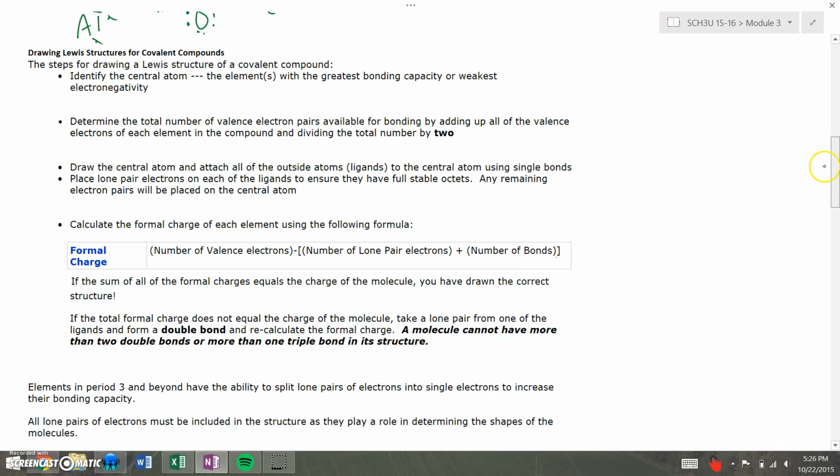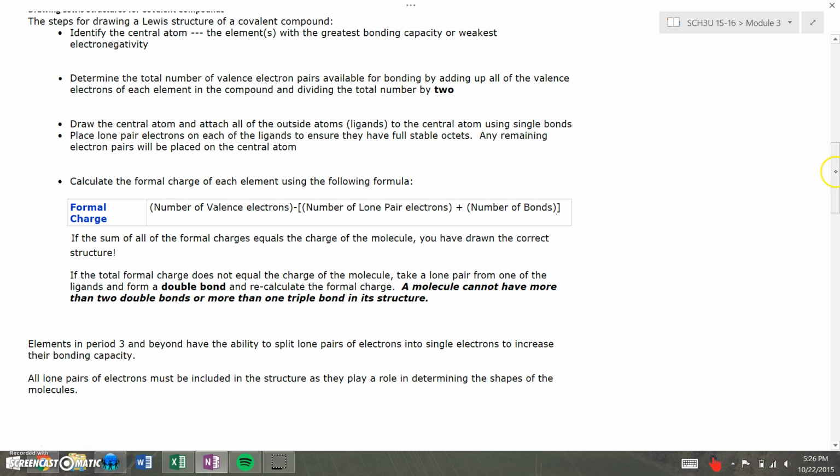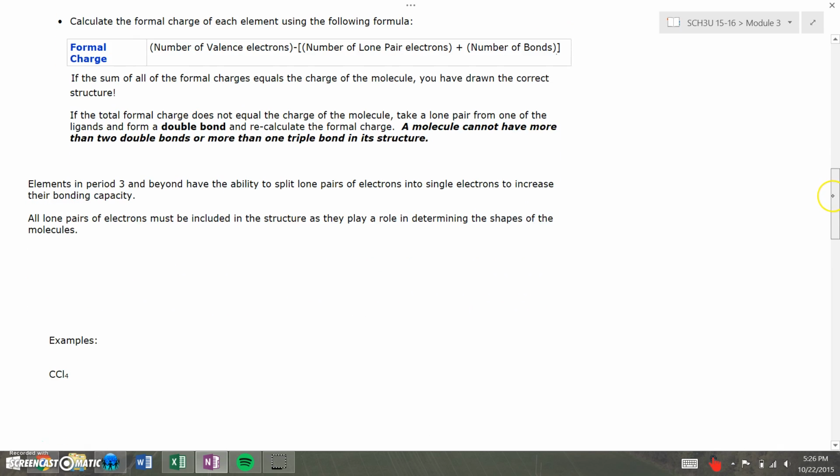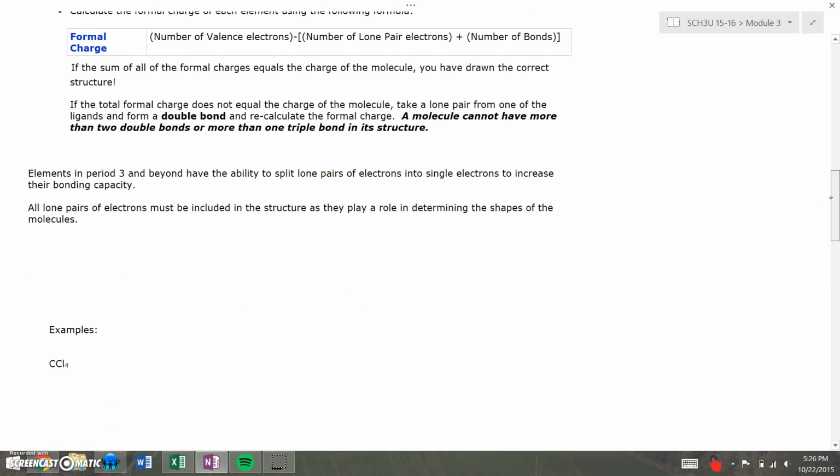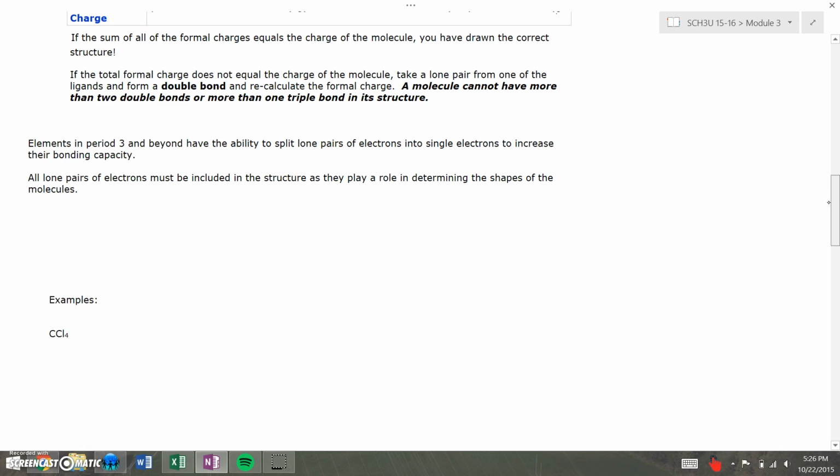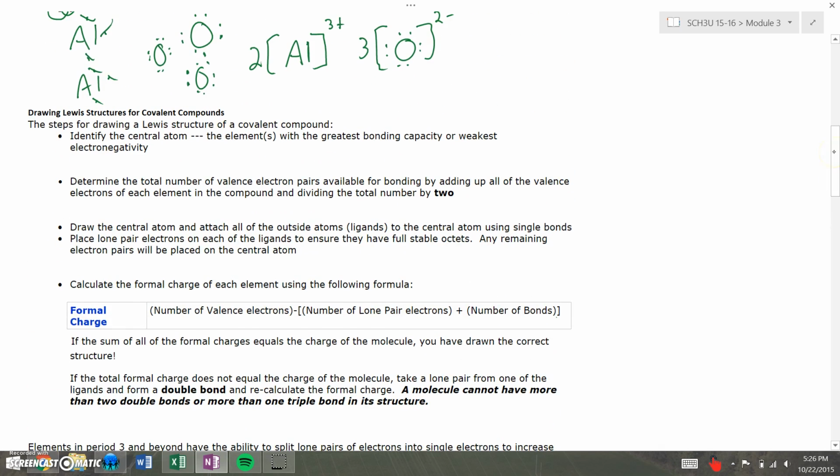So now we're going to talk about sharing electrons rather than giving and taking. We're not dealing with ions anymore. We're dealing with that sharing. So the first step that we need to do when drawing these is identify the central atom. And it's the element with the greatest bonding capacity, or very often, the weakest electronegativity.